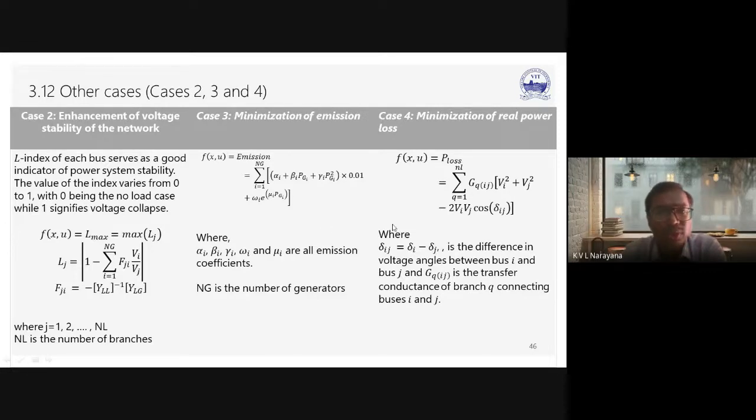I am not going to cover these cases for optimization. Just for the information, case 2 will consider only one objective, that is the enhancement of the voltage stability of the network. Whereas in case 3, minimization of the emission alone. For that, the objective function is this one. And for case 4, there is minimization of real power loss only. That is not fuel cost. Only the minimization of the real power loss. The objective function is this one.